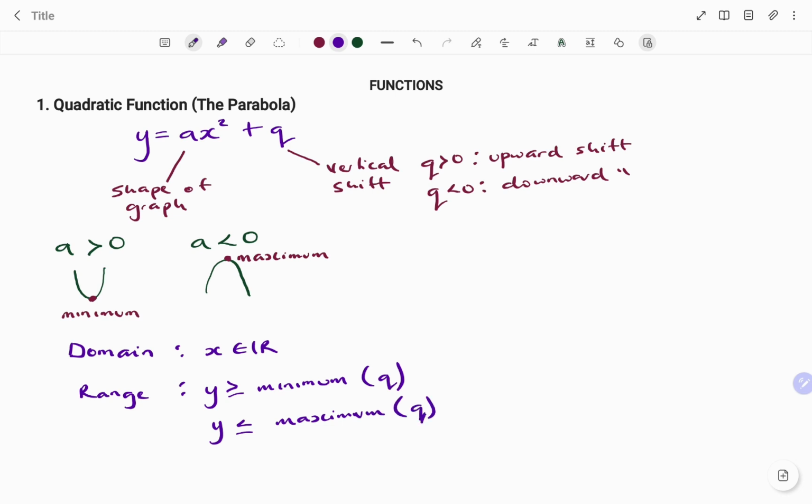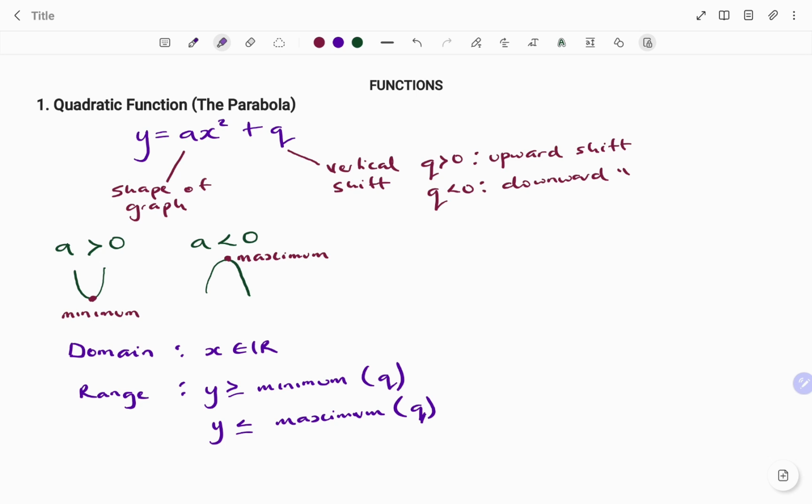So what it means in summary is the q value determines whether my range is going to be greater than or equal to that value or less than or equal to that value, depending on if it's a minimum or a maximum.